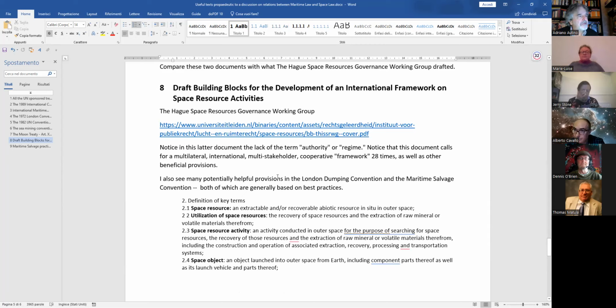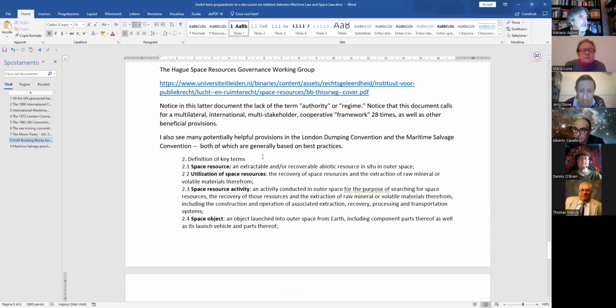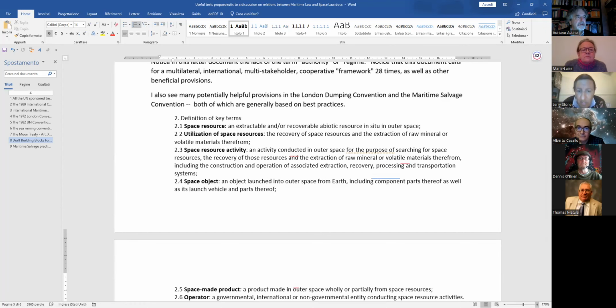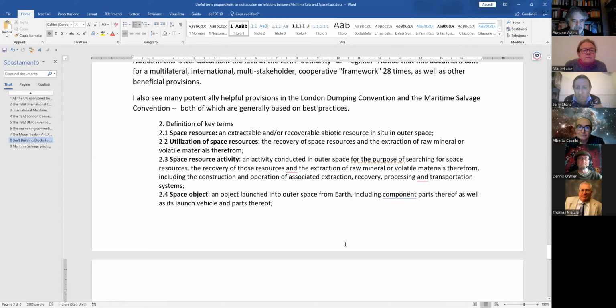Okay. Let's have a look back at this document that I think is interesting: the draft building blocks for the development of an international framework on space resources by the Space Resources Governance Working Group. This is a working group of COPUOS, I think. So, definition of key terms: space resources, extractable and/or recoverable abiotic resources in situ in outer space. And that term comes actually from the U.S. 2015 Space Resources Act, where it allowed private ownership of space resources that are abiotic, that is, they're not organic, except for water. If you find an organism on the moon, you can't own it.